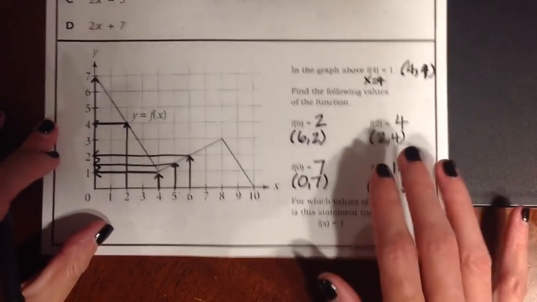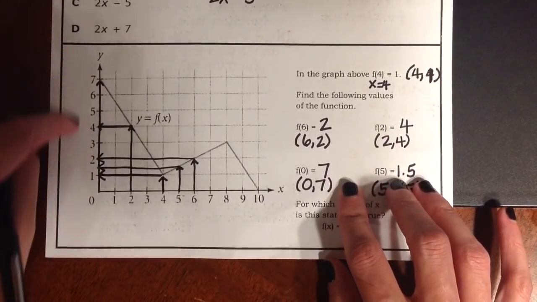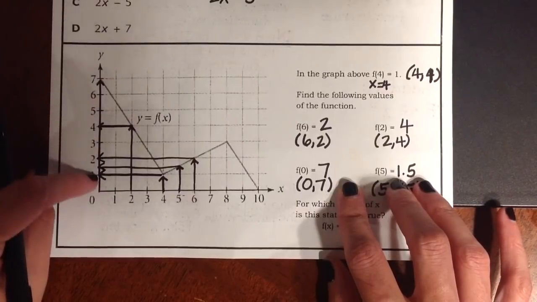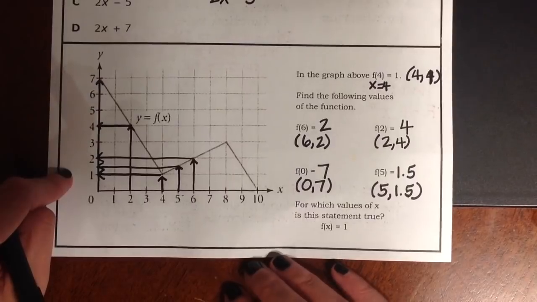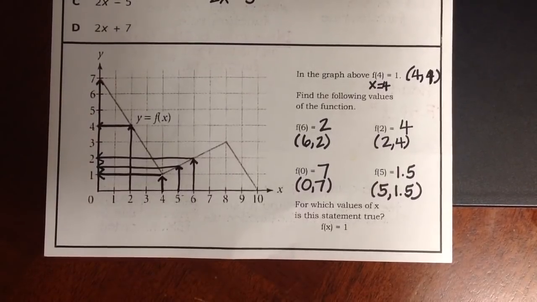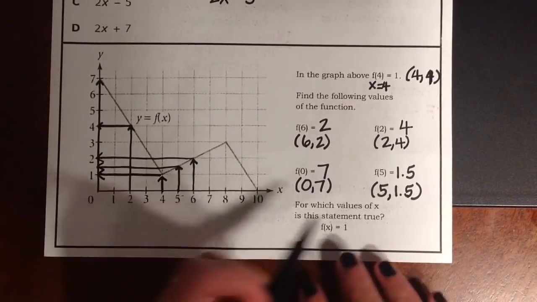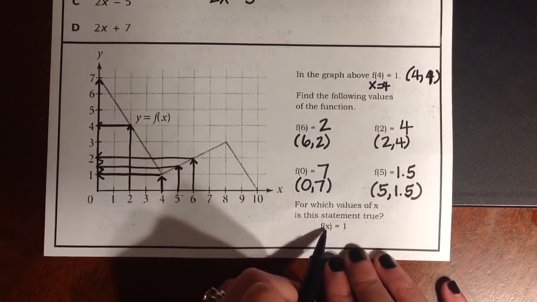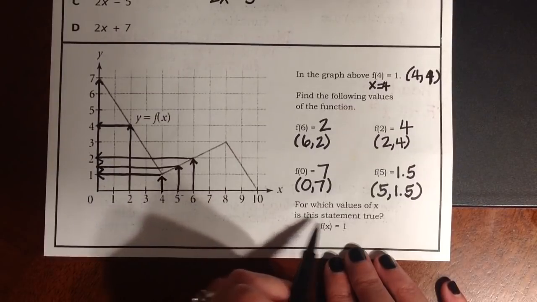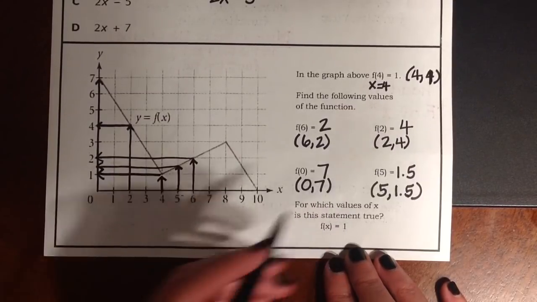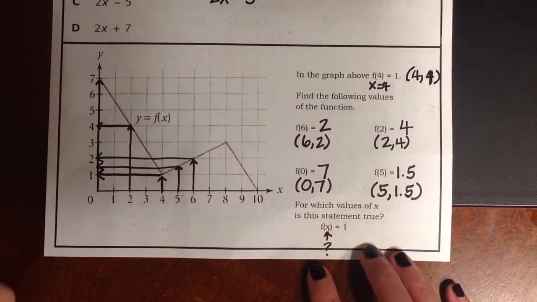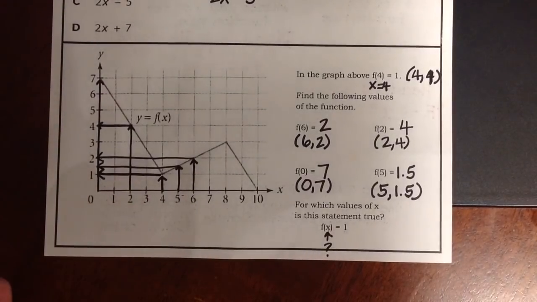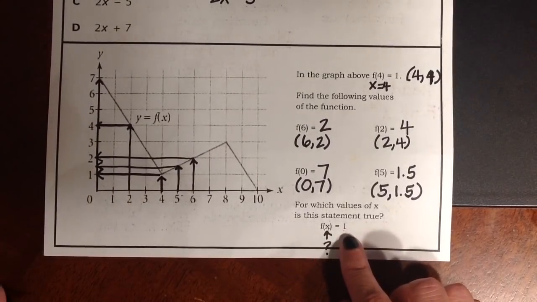So sometimes your output value will fall in between one of your grid lines, so it is your job to do your best at estimating what that value is. Now, if you can find your output value given an input value, can you go backwards? If they give you an output value, can you figure out your input value? This is what this question is asking me. For which values of x? That means my input value is a question mark. I don't know what my input value is, but I know that my output value is going to be 1.